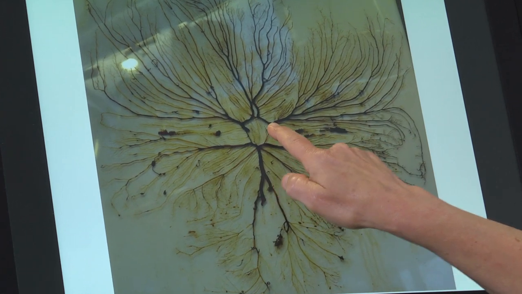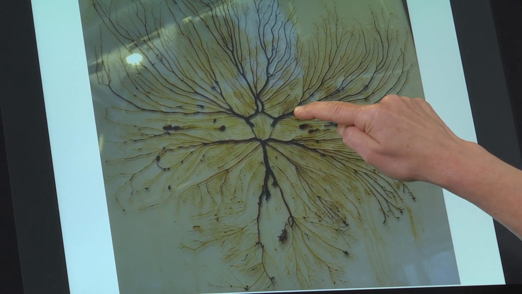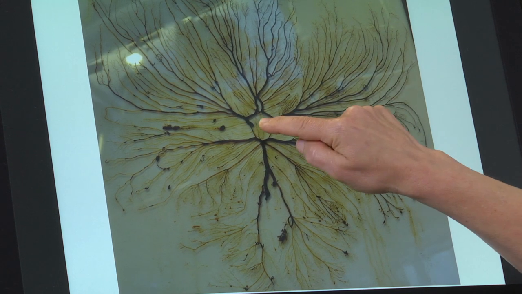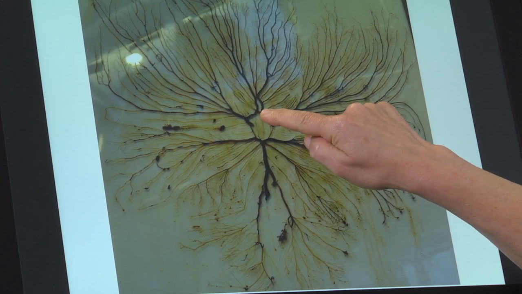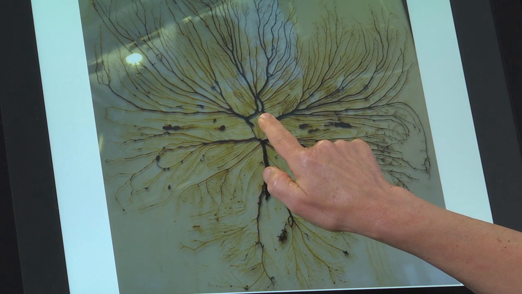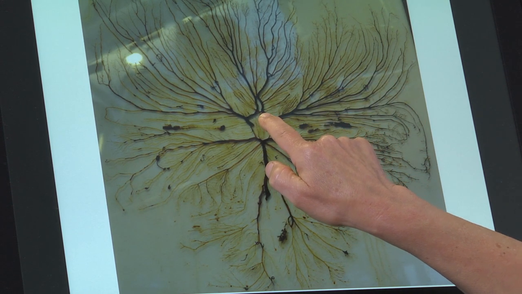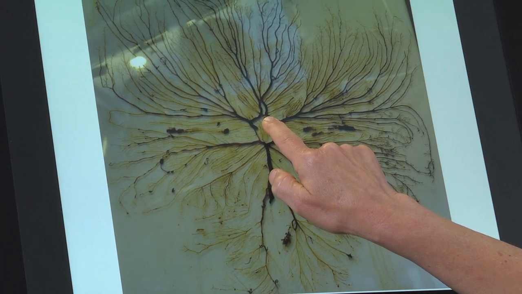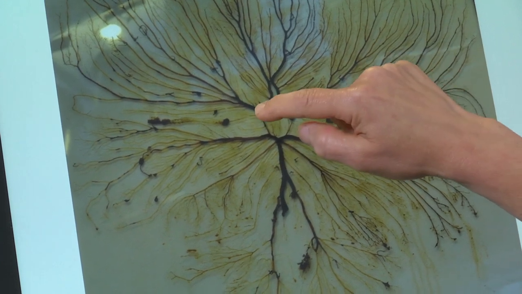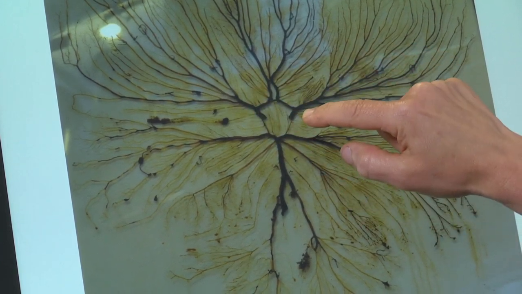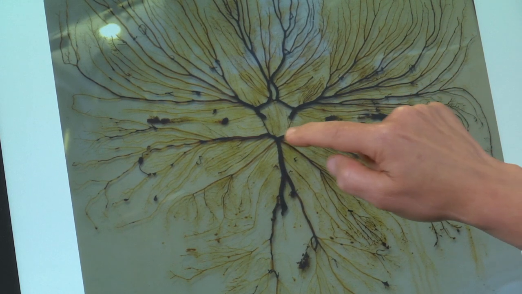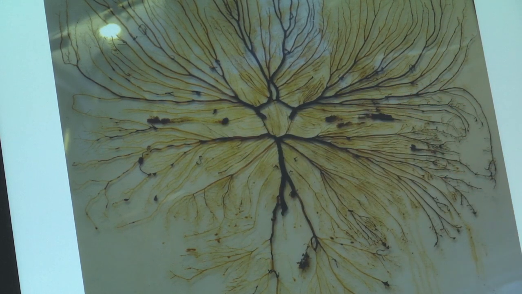The carotid comes in, it divides into the middle cerebral artery and the anterior cerebral artery, on each side. The two anterior cerebral arteries are joined right here by the anterior communicating artery. This anterior portion is then joined by this posterior communicating artery to the two posterior cerebral arteries.